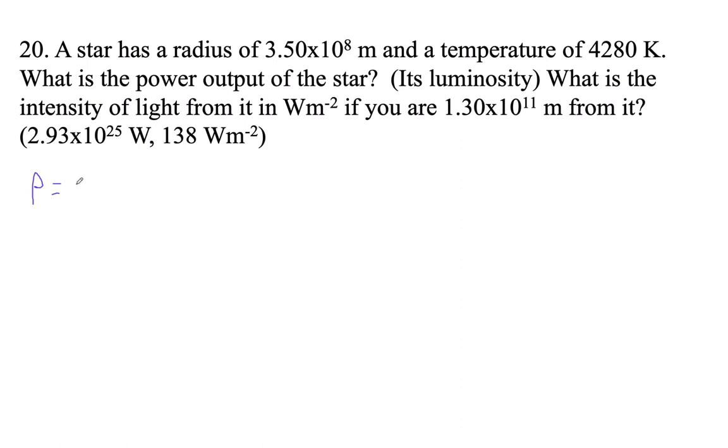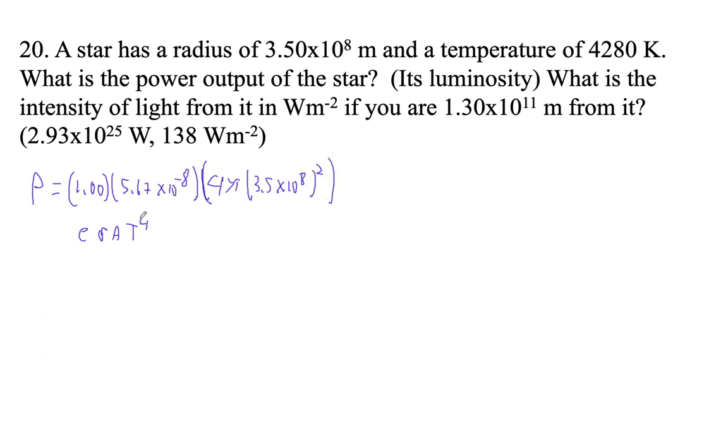emissivity. So we'll assume that the emissivity is 1.00, right? I'm using emissivity sigma area, the Stefan-Boltzmann law. So our sigma is 5.67, that's the Stefan-Boltzmann constant. Okay, area is going to be 4 pi times 3.5 times 10 to the 8th, and then don't forget to square that.